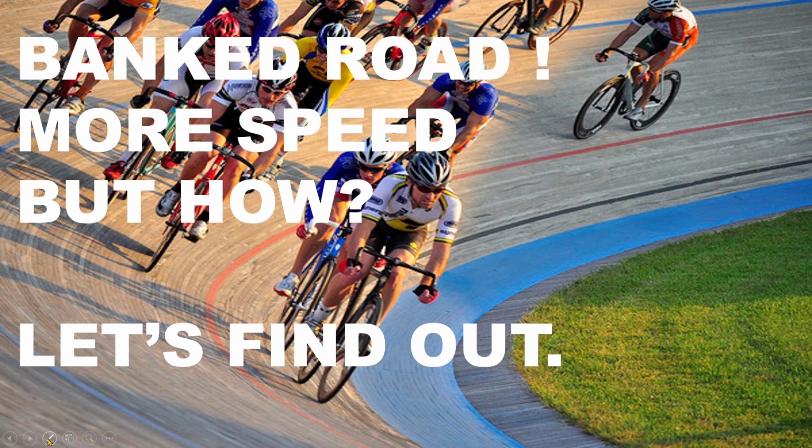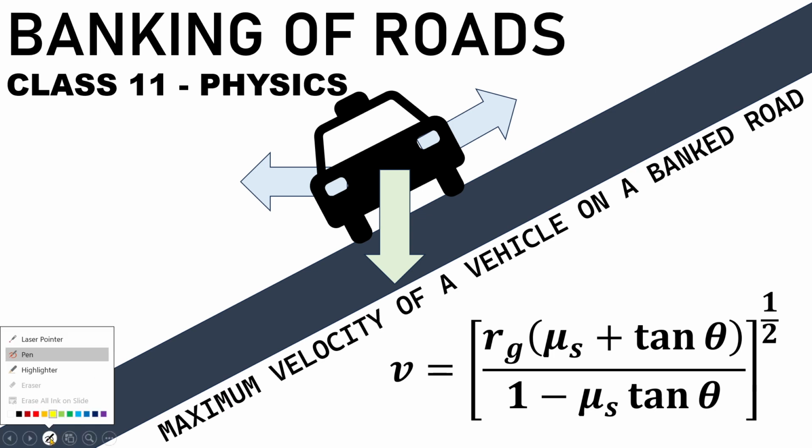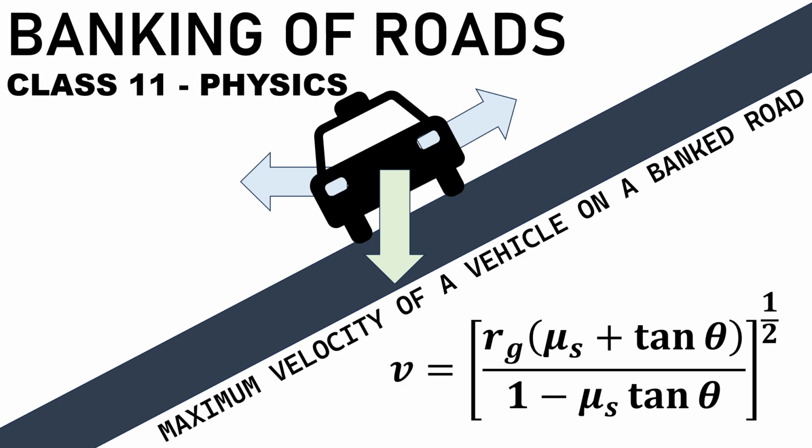One side of the road is slightly raised, right? If this is the lowermost point, then the road is raised up to this point. I mean, the road is slanted like this. These are called banked roads, and on these banked roads, the speed increases compared to when the road is flat. So in this video we will discuss how to find the maximum velocity of any vehicle on a banked road. This is the equation that we will be deriving.